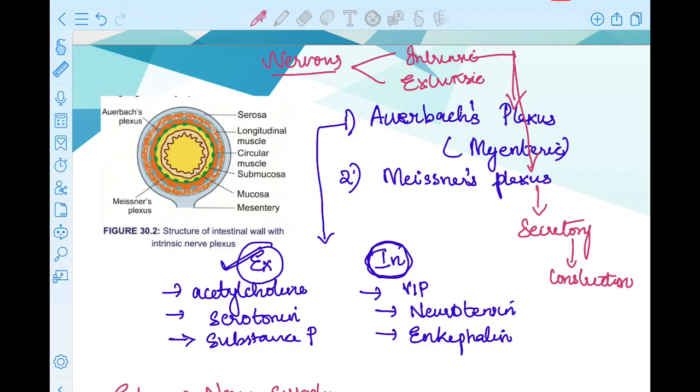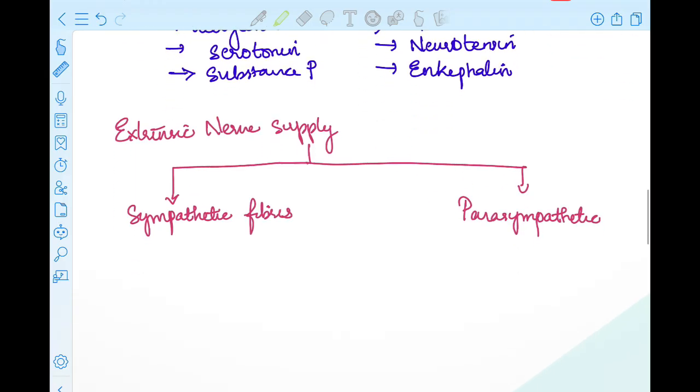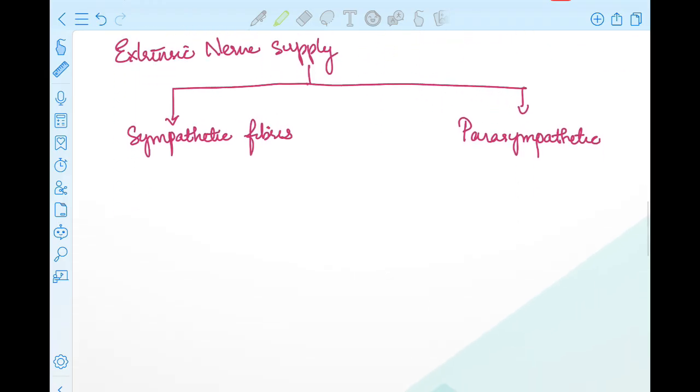So in this diagram, just look at it. The blue dots that you see are the Auerbach's plexus, and the Meissner's plexus are the green dots that you see within it. This is how the structure of the intestinal wall looks. The second network, Meissner's plexus, was more concerned with the secretory function and not the regulatory function. And then the second type of nervous supply is the extrinsic nerve supply, which has both sympathetic fibers as well as parasympathetic fibers.